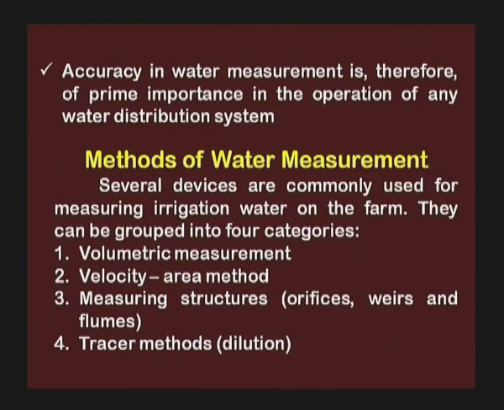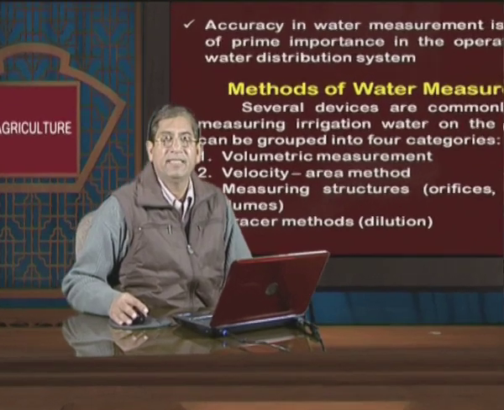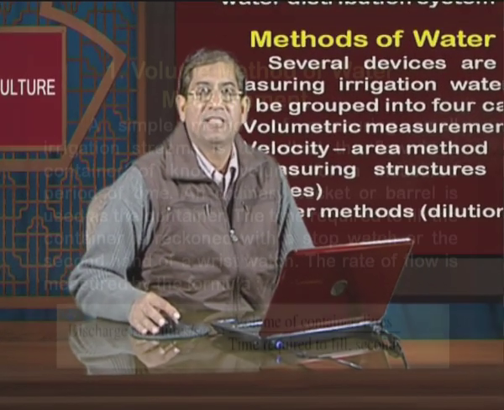Methods of water measurement. Several devices are commonly used for measuring irrigation water on the farm. They can be grouped into four categories: volumetric measurement, velocity area method, measuring structures like orifices, weirs and flumes, and the tracer method, which is also called the dilution method. These different methods are used for measuring irrigation water, and the particular method used depends upon the accuracy of that method and the equipment or facilities available.